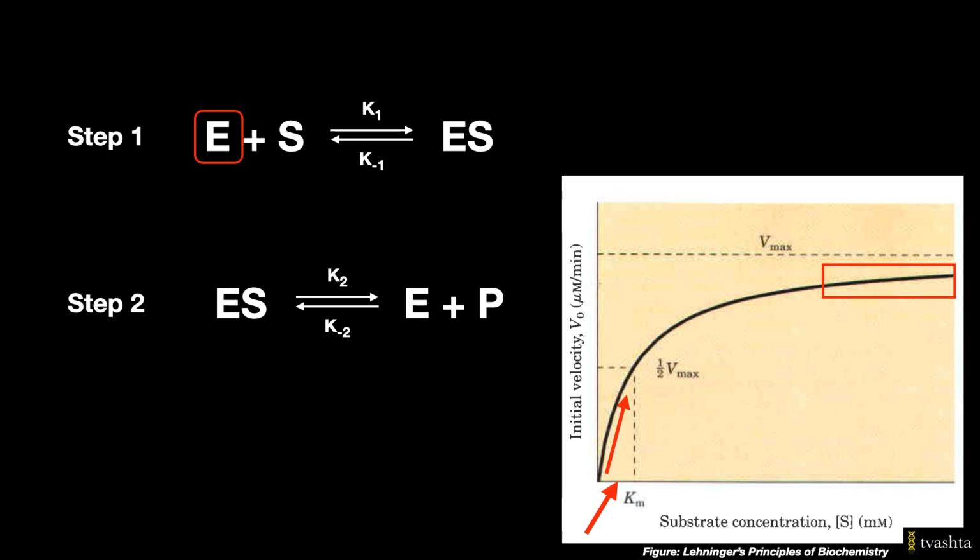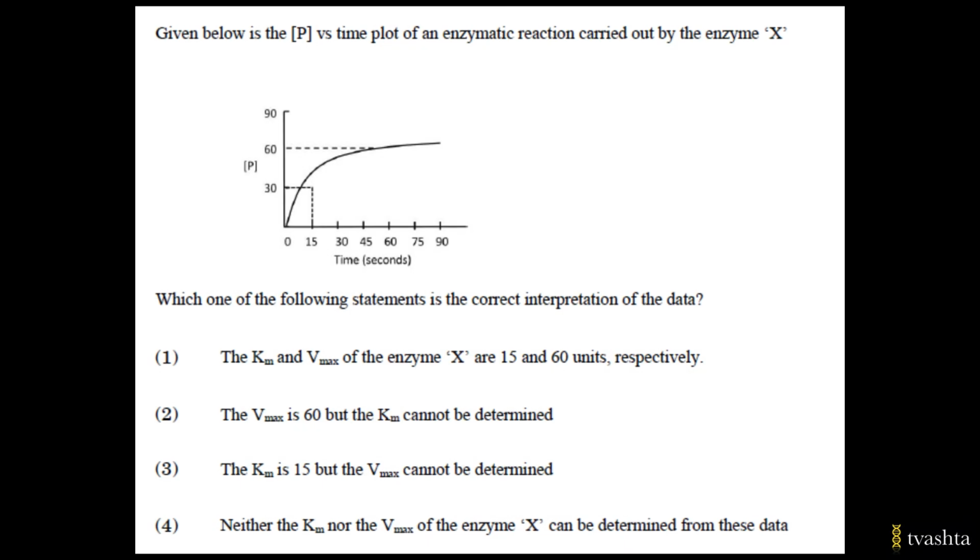Getting back to the question, this graph is actually a product concentration versus time plot of an enzymatic reaction. So Km can definitely not be determined because it is the substrate concentration at which the velocity is half of the Vmax, and there is no substrate in the graph and there is no velocity in the graph. Next is Vmax.